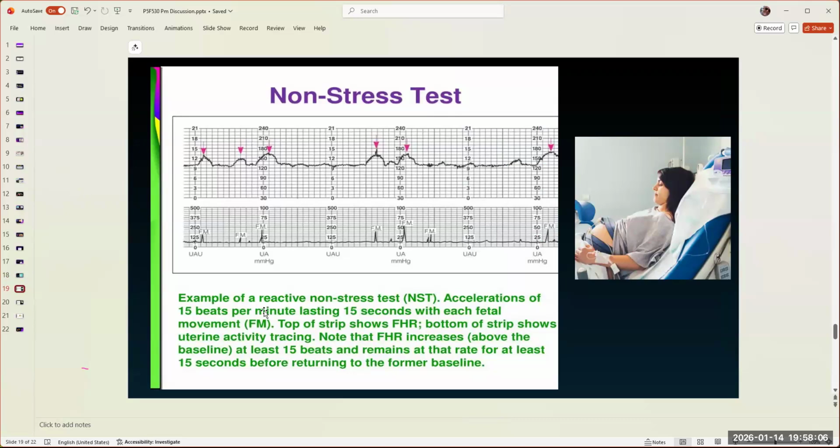This is simply putting a monitor on baby and looking at the baby's heart rate. She's not in labor. We're just watching the baby's heart rate go up. So mom has a button in her hand. Every time she feels the baby move, she presses a button. And movement should result in an increase in baby's heart rate. You see all the bumps above? Those are accelerations. And they correlate with the marks at the bottom where she feels baby moving. Every time that baby moved, the heart rate went up.